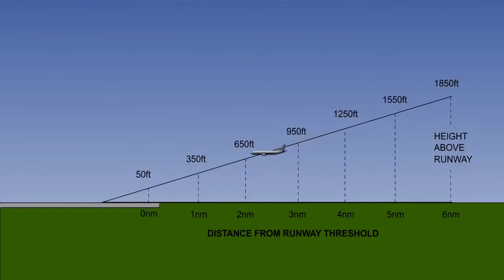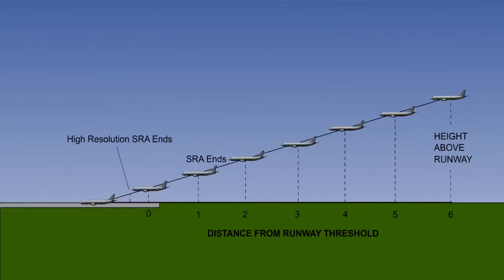So, at 6 nautical miles from the runway, the aircraft should be at 6 times 300 plus 50 feet. That is 1,850 feet above the runway. Surveillance radar approaches normally terminate at 2 nautical miles from the touchdown point.